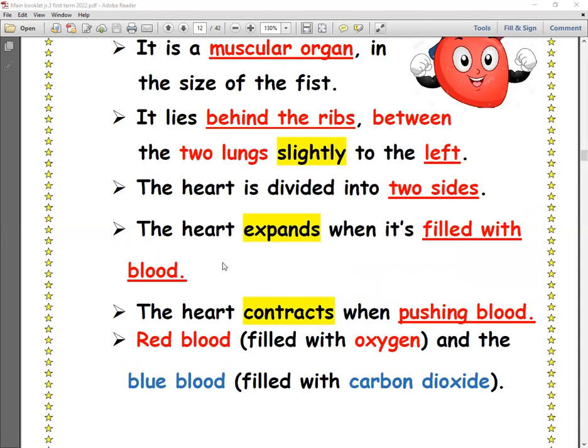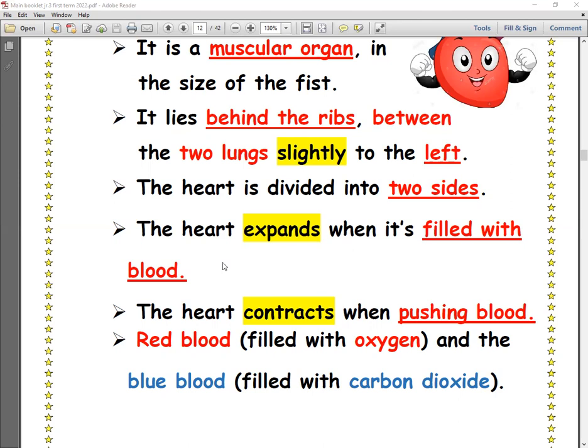The same thing happens in the heart. When the heart is filled with blood, when the blood enters, the heart becomes bigger. But we can't say the heart becomes bigger. No, I can say the heart expands. So when it's filled with blood, the heart expands.